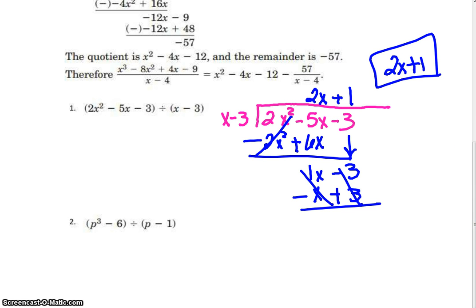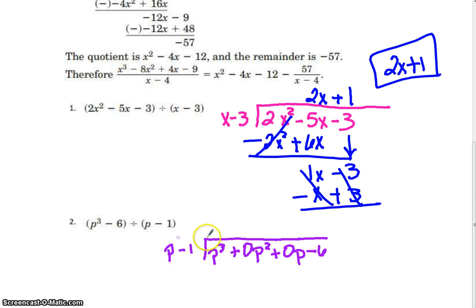Looking at number 2, you're going to put your p minus 1 on the outside. And then hopefully you notice when you get ready to write the inside that we skipped. We went from a p to the third to a 6. You can't have skips. You got to put in fillers, but you're going to put a 0 with them. So you would put p to the third plus 0 p squared plus 0 p minus 6. Okay? You got to cover every exponent from where it started down to the end.